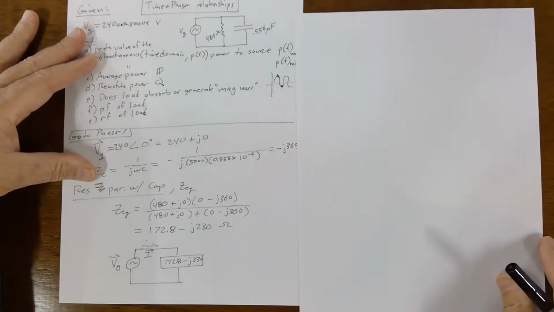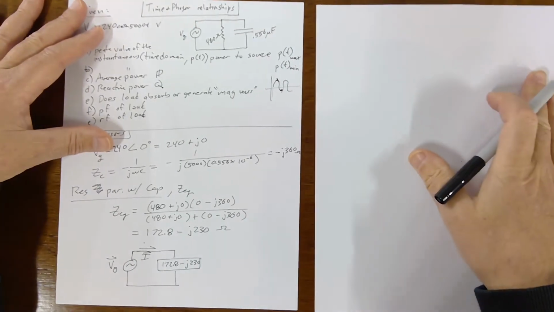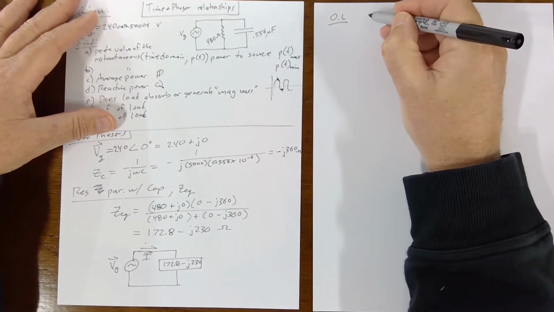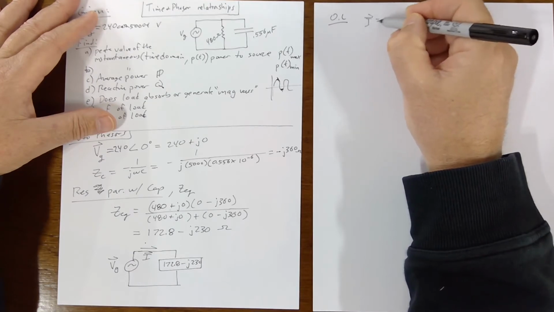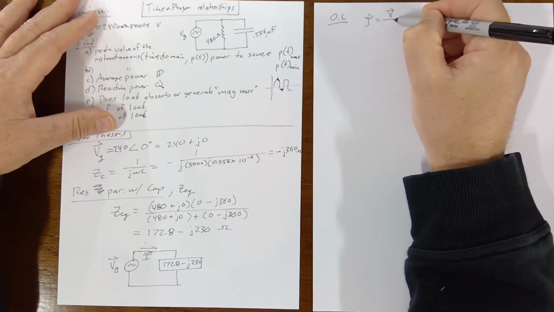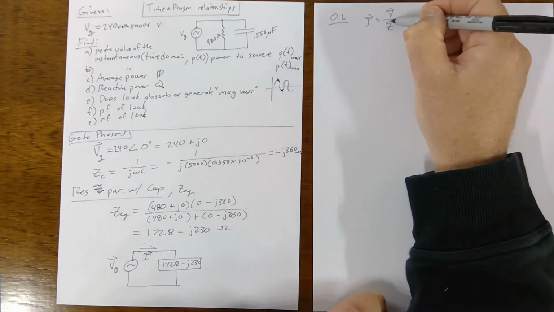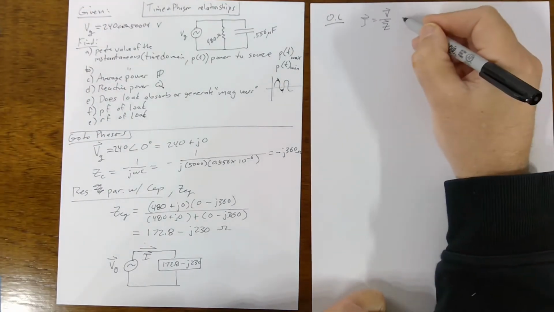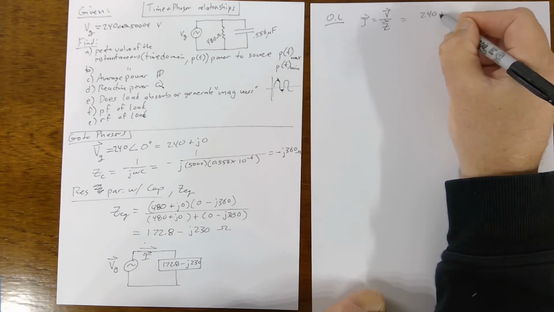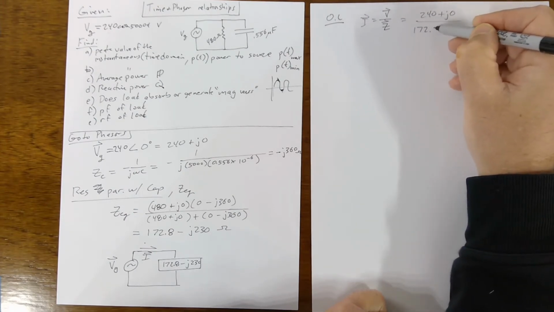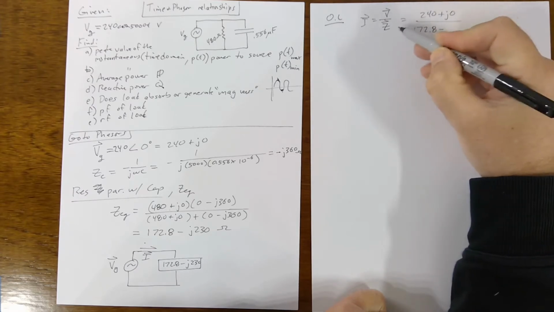We love Ohm's law, right? So Ohm's law, I phasor is V over Z. It's our voltage phasor is that, and our impedance.